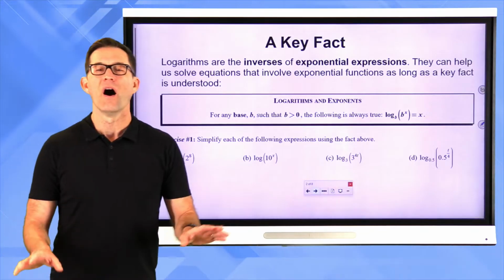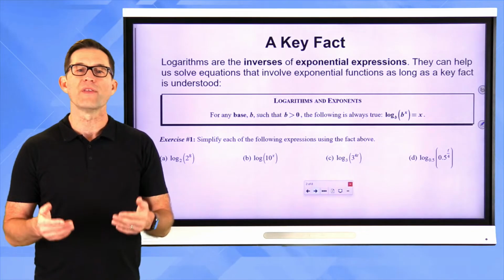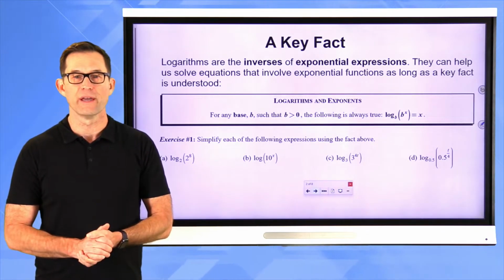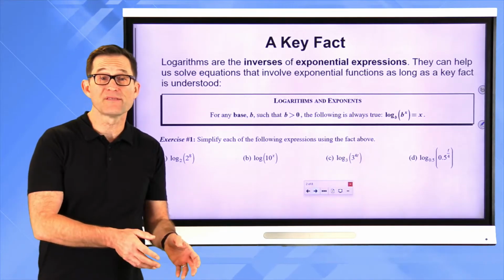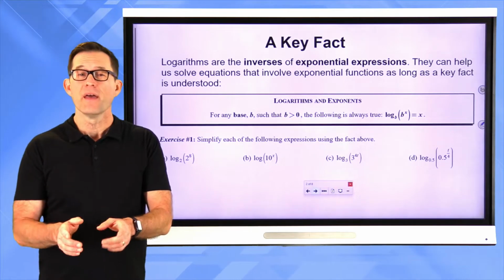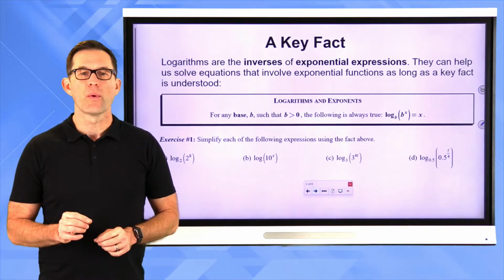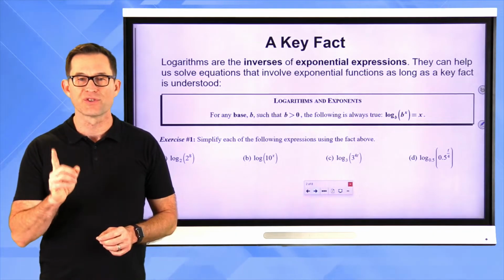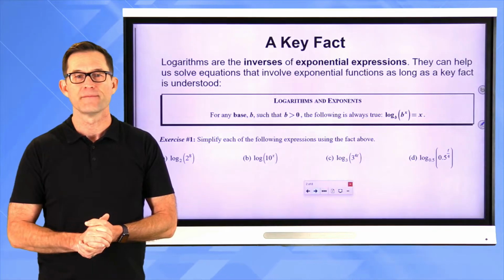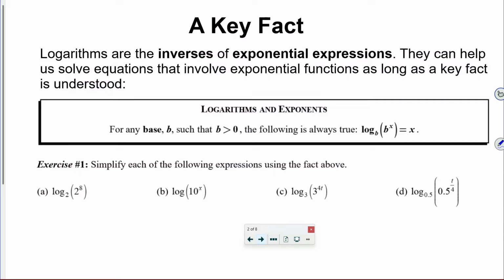All right, here we go. A key fact. Logarithms are the inverses of exponential functions, right? They give us, as an output, the number that we have to raise the base to in order to get the input. Using that, they can help us solve equations that involve exponential functions as long as a key fact is understood. Let's take a look at that fact. For any base b such that b is greater than 0, the following is always true. The log base b of b to the x is equal to x.